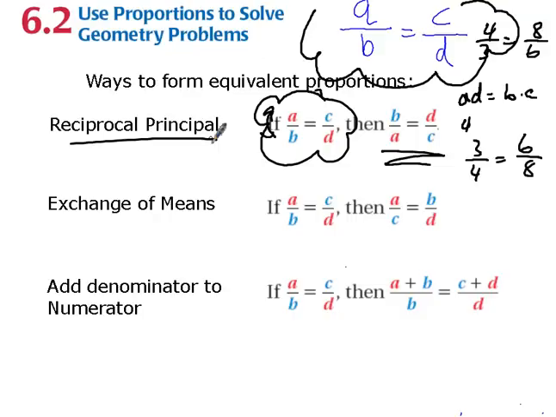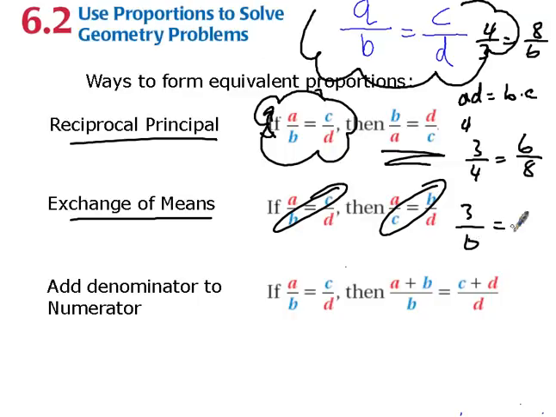Then we have the exchange of means. That means we swap our B and C. We swap these here. So that simply says 3 over 6 will be equal to 4 over 8. And you can see that that holds true. We swap the B and C from the one above. Exchange. So another way is just to look at it as flipping it sideways.